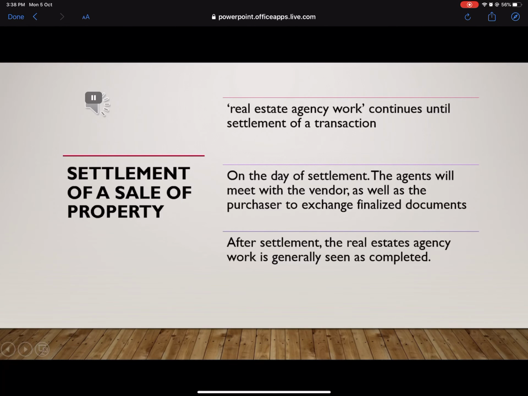In the case House v REAA from 2013, the judge determined that real estate agency work continues until settlement of a transaction. However, in some circumstances, such as settling a commission dispute, real estate agency work can continue after the settlement.